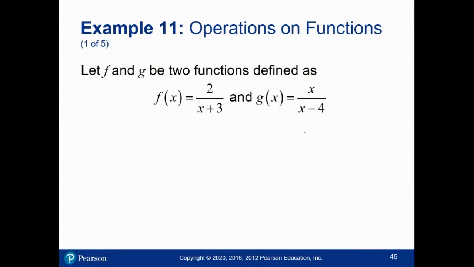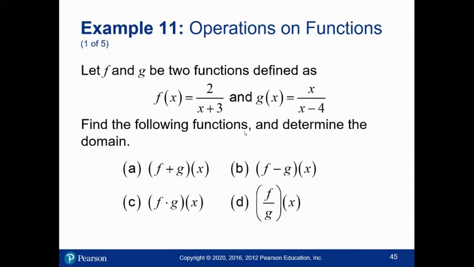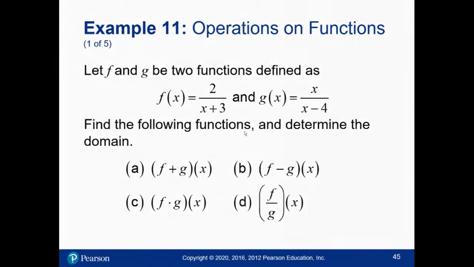Suppose f and g are given as the following. f of x is 2 over x plus 3. g of x is x over x minus 4. Can you find all four of the following? f plus g of x, f minus g of x, f times g of x, f over g of x, and determine the domain. So work through these, pull out a piece of scrap paper, try to simplify them all down and determine the domain, and then we're going to come back and work through them. So I'll pause here. All right, so hopefully we've gone through them all and we didn't just skip ahead.